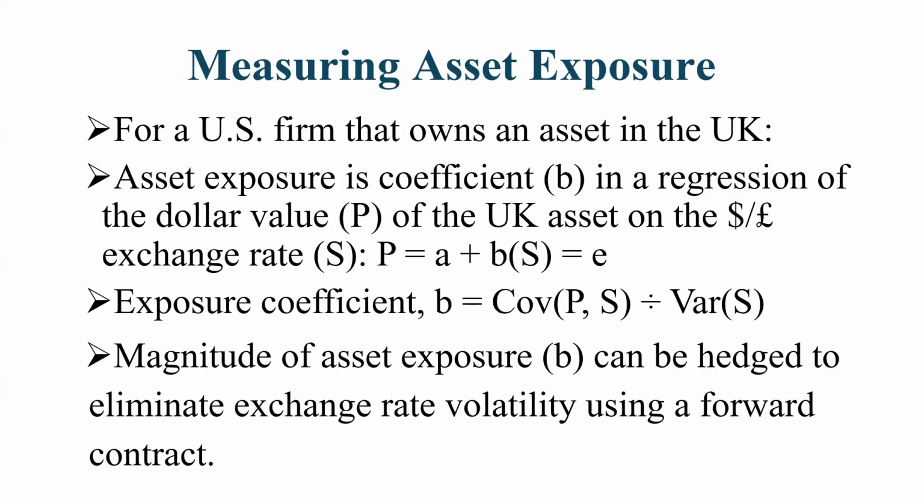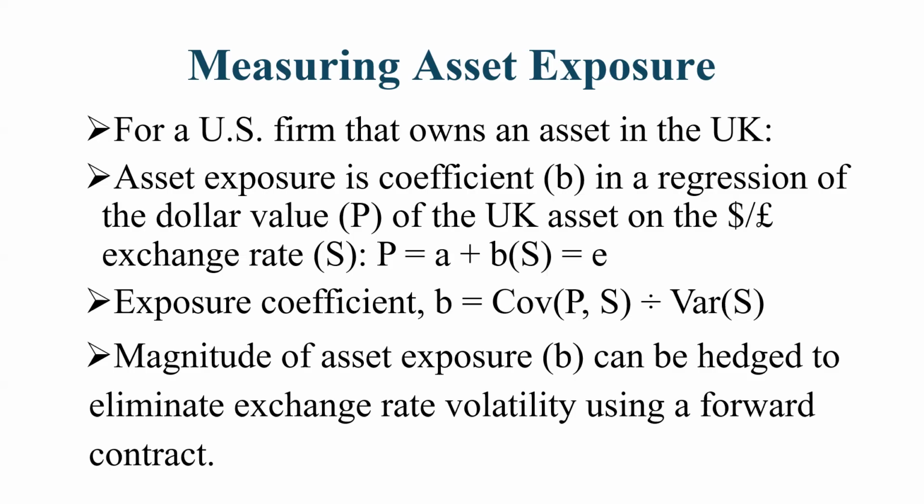Now, covariance measures the direction of the linear relationship between two variables generally. So a positive covariance indicates that as S, the exchange rate increases, P, the asset value, that's the dollar asset value, will also tend to increase. And a negative covariance indicates that as the exchange rate S increases, the asset value P will tend to decrease.